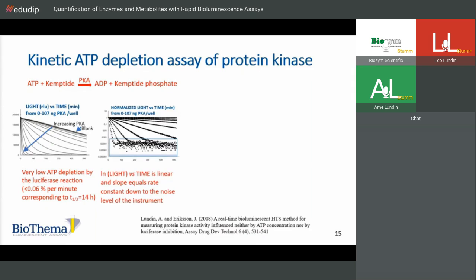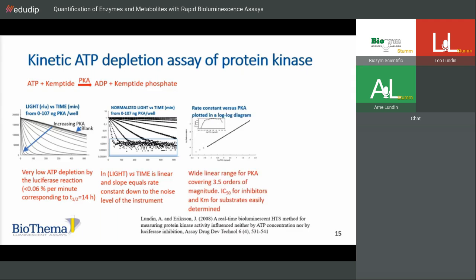The readings for wells containing PKA were normalized by dividing with the corresponding readings for the blank. On a logarithmic axis, the normalized light versus time was straight lines, providing the rate constant all the way down to the electronic noise of the luminometer. Plotting the rate constant versus PKA level was linear over 3.5 orders of magnitude. In other experiments, IC50 for inhibitors and optimal substrate concentrations were easy to determine.